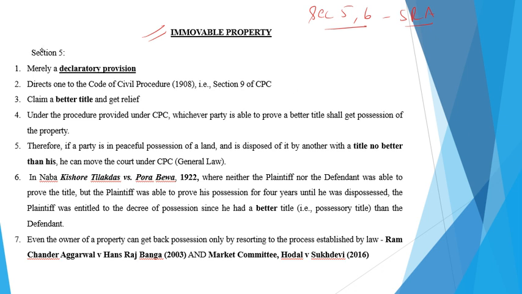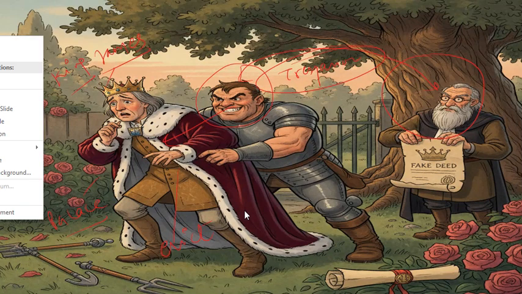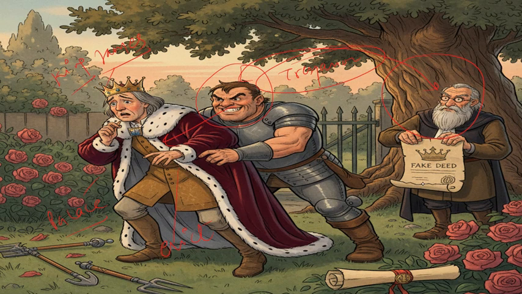this section is not creating any new right. It is basically affirming what you already possess, your pre-existing right. Why do I say so? That's why it is called a declaratory provision. If you understand section 5 from the example which I had given you, in this case the king has the title over this land.